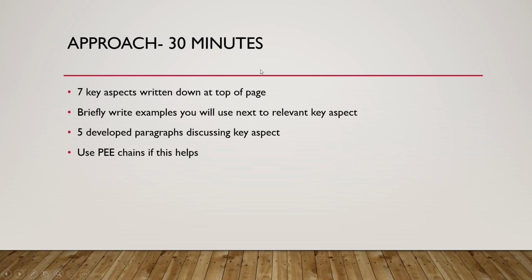You'll have 30 minutes. This is how I would plan. All right, I would write your 7 key aspects at the top of the page. I would focus mainly on your content, to be honest. So your language, narrative, representation, and the other one, whose name escapes me. But I would write them at the top. Briefly write examples that you will use next to the key aspects.